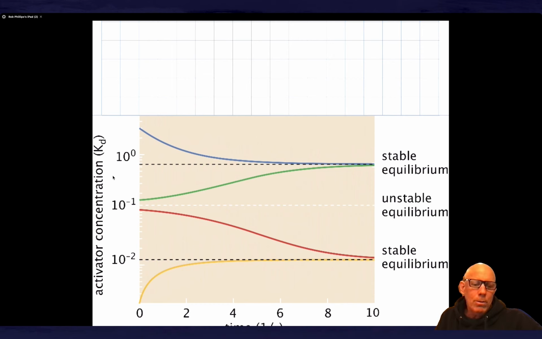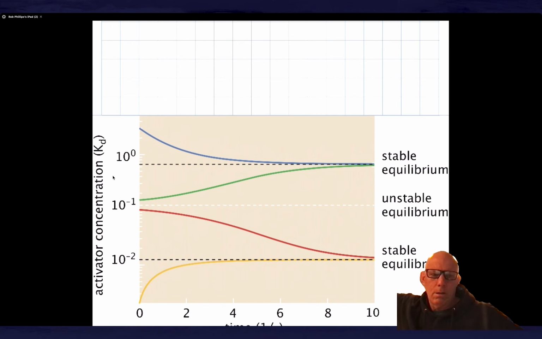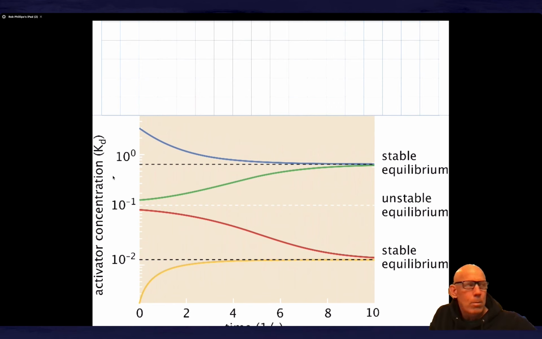What I want you to take away from this is that this circuit behaves as a switch. The reason I say that is because it is either high or low. You can see that I'm turning the switch for the light in this room on and off, and that's effectively what this thing does: it either goes to high or low concentrations.